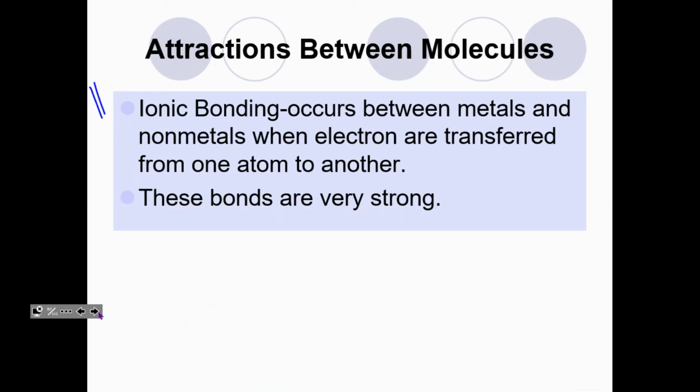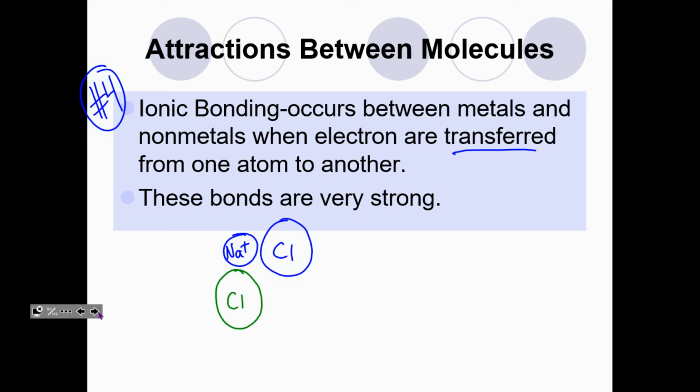And the last intermolecular force is ionic bonding, which occurs between metals and nonmetals. Electrons are transferred, and they are the strongest bond. So what I have my students draw are ions that are interlocking, like Na plus and Cl minus, and it would come together with another Na plus and Cl minus. And the intermolecular forces occur between the molecules.